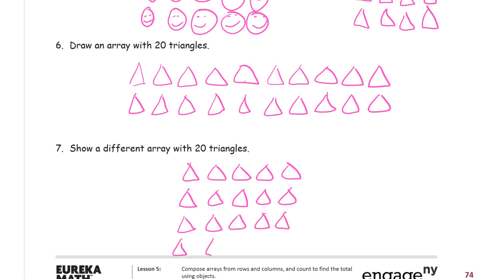And these are not the only arrays that are right answers for this. There's lots of different ways to draw arrays for 20 triangles. I mean, here I've got two rows of 10. I've got four rows of five. You can write five rows of four. You could have 10 rows of two. You can have one row of 20 or one column of 20. There's lots of different ways to have arrays. As long as they have rows and columns and all the columns have the same number of triangles in them and all the rows have the same number of triangles in them, it'll work out fine.